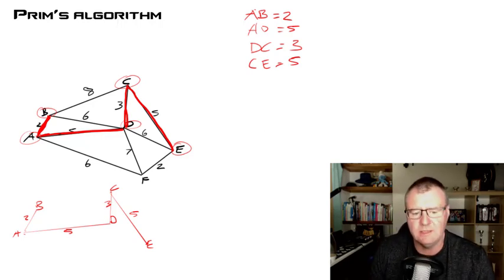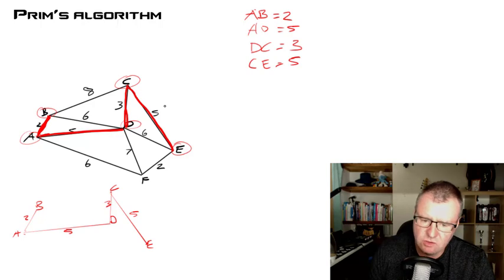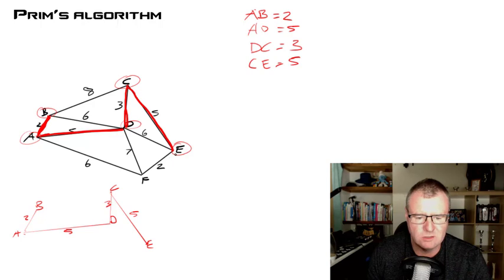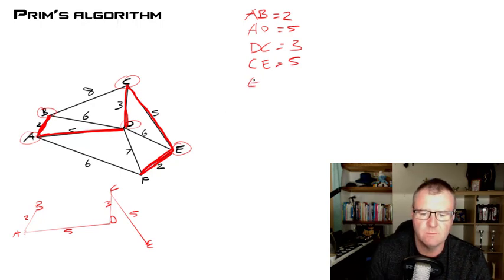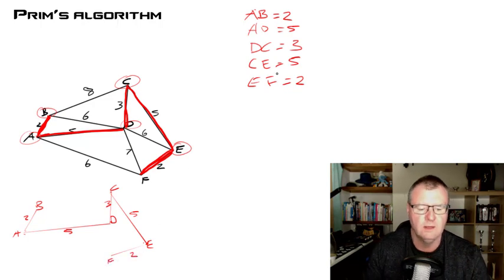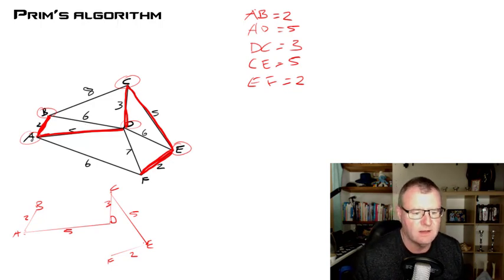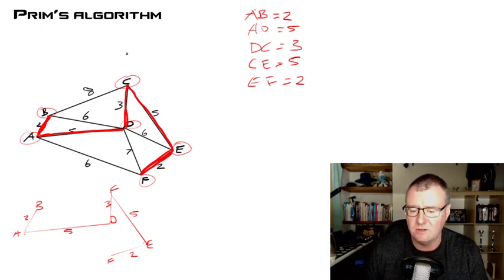Now I've got to include E, so I've got to look at A, B, C, D, and E and find the shortest edge that comes off any of them. That one's pretty easy because I can see this edge here is only 2 units long. So that is going to be my next edge, E to F, and that will equal 2. Let's draw that in here. E to F is 2. And now I can stop because I've covered every vertex. I've covered A, B, C, D, E, and F. There are no more to cover.